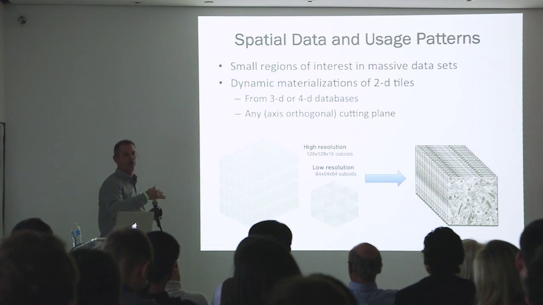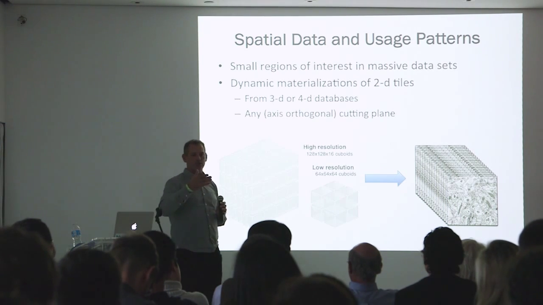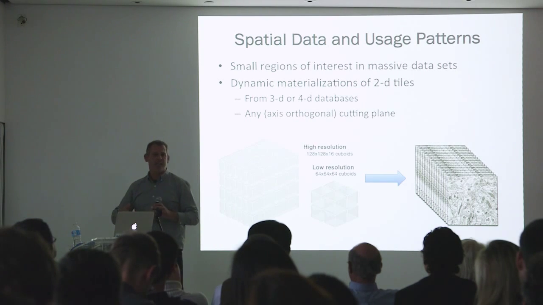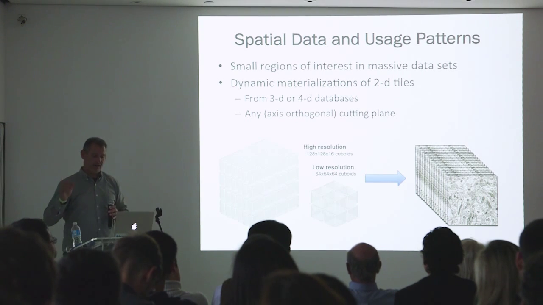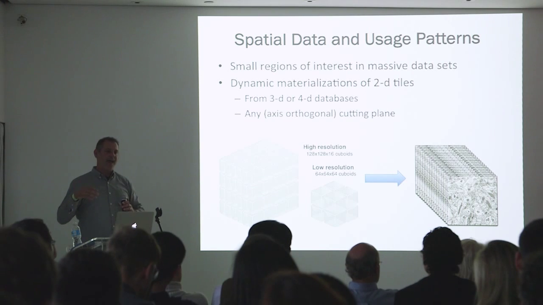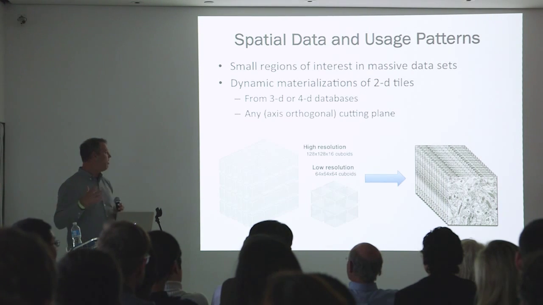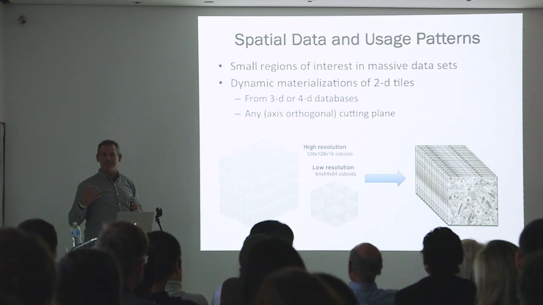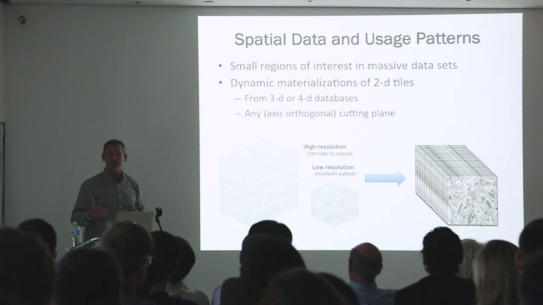So we don't just want to support along the slice dimension. If you want to look at data in XY or XT for 4D data, that's fine. And so we're going to support these axis orthogonal cutting planes on demand. So we have to materialize the data the user wants when they want it, and we can't predict that.